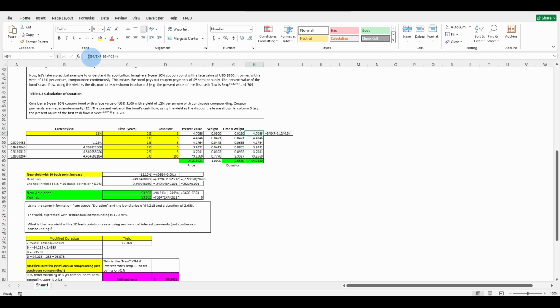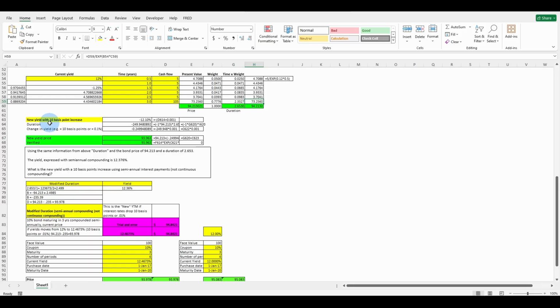We can take the D54, again, this cash flow, EXP B54 times C54. It looks like I did this twice for some comparison reasons. New yield with 10 basis point increase: negative B54 plus 0.001. Duration 2.49. Change 2.49. New yield price was 93. So we had 94. We have a change in basis points. I guess we're looking at rates that increased from 12 to 12.10.